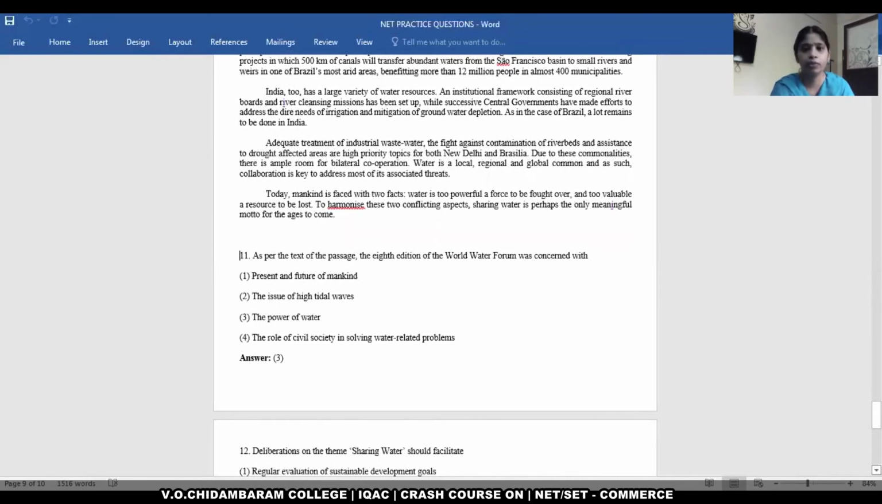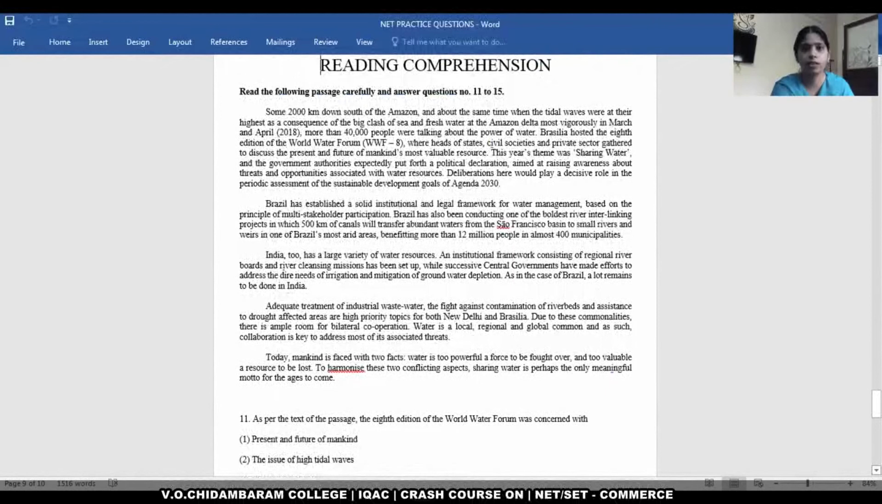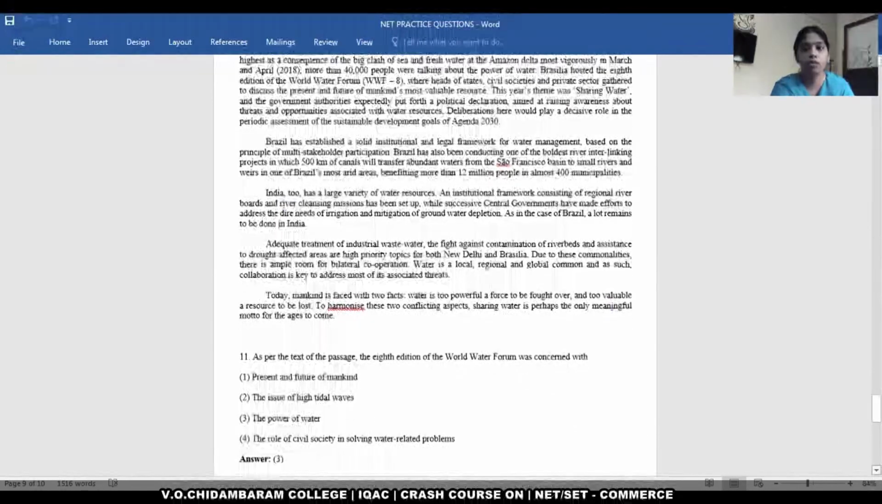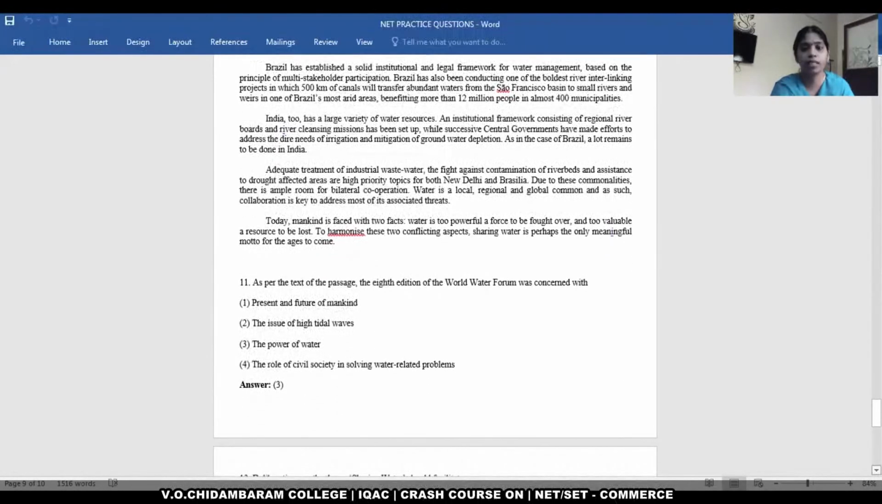So the 8th edition of the World Water Forum was concerned with, where is that? Now let's find out. We came across this phrase, right? 8th edition of, yes, here we have. Brasilia hosted the 8th edition of the World Water Forum, where heads of states, civil societies, and private sector gathered to discuss the present and future of mankind's most valuable resource. So they were discussing the most valuable resource, the present and future of mankind's most valuable resource.